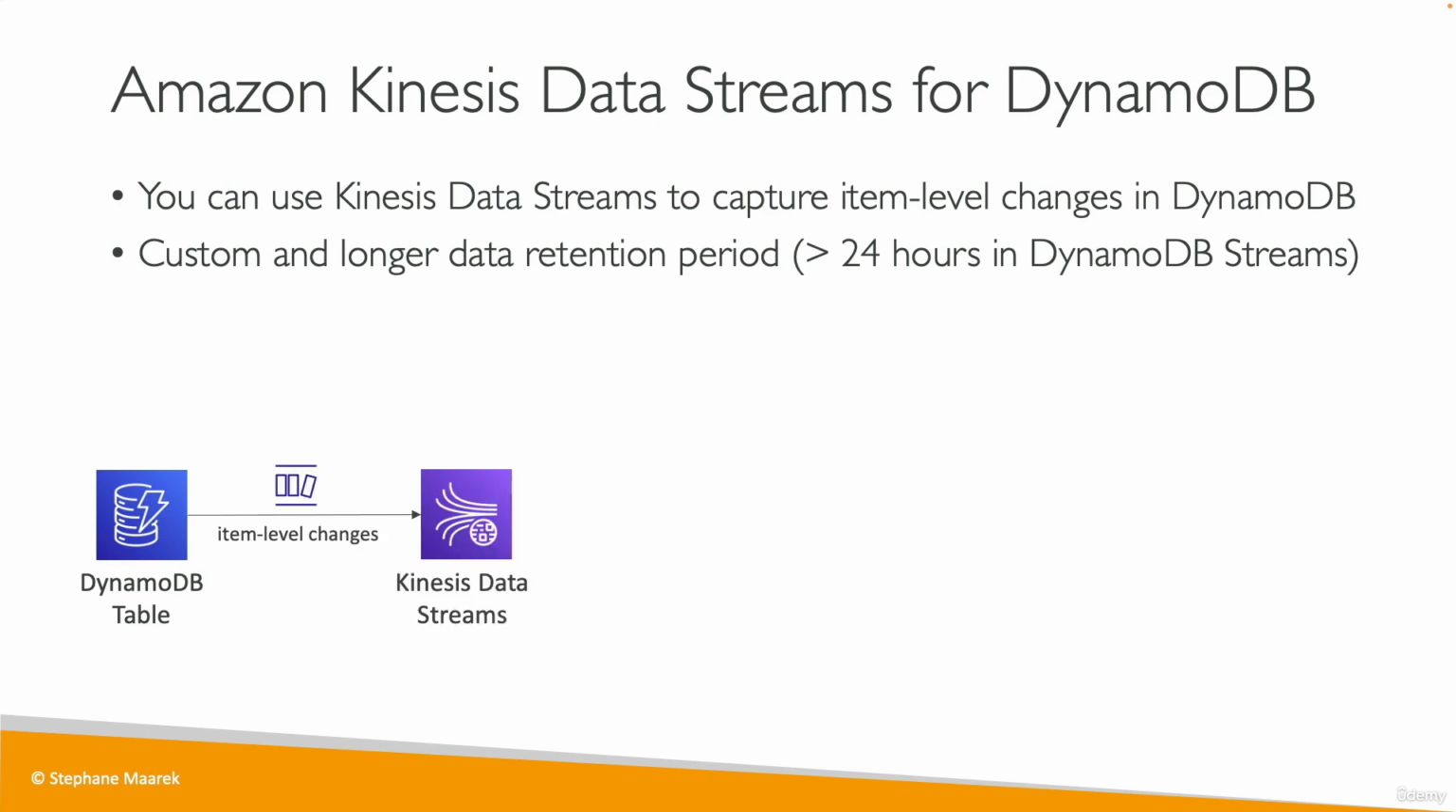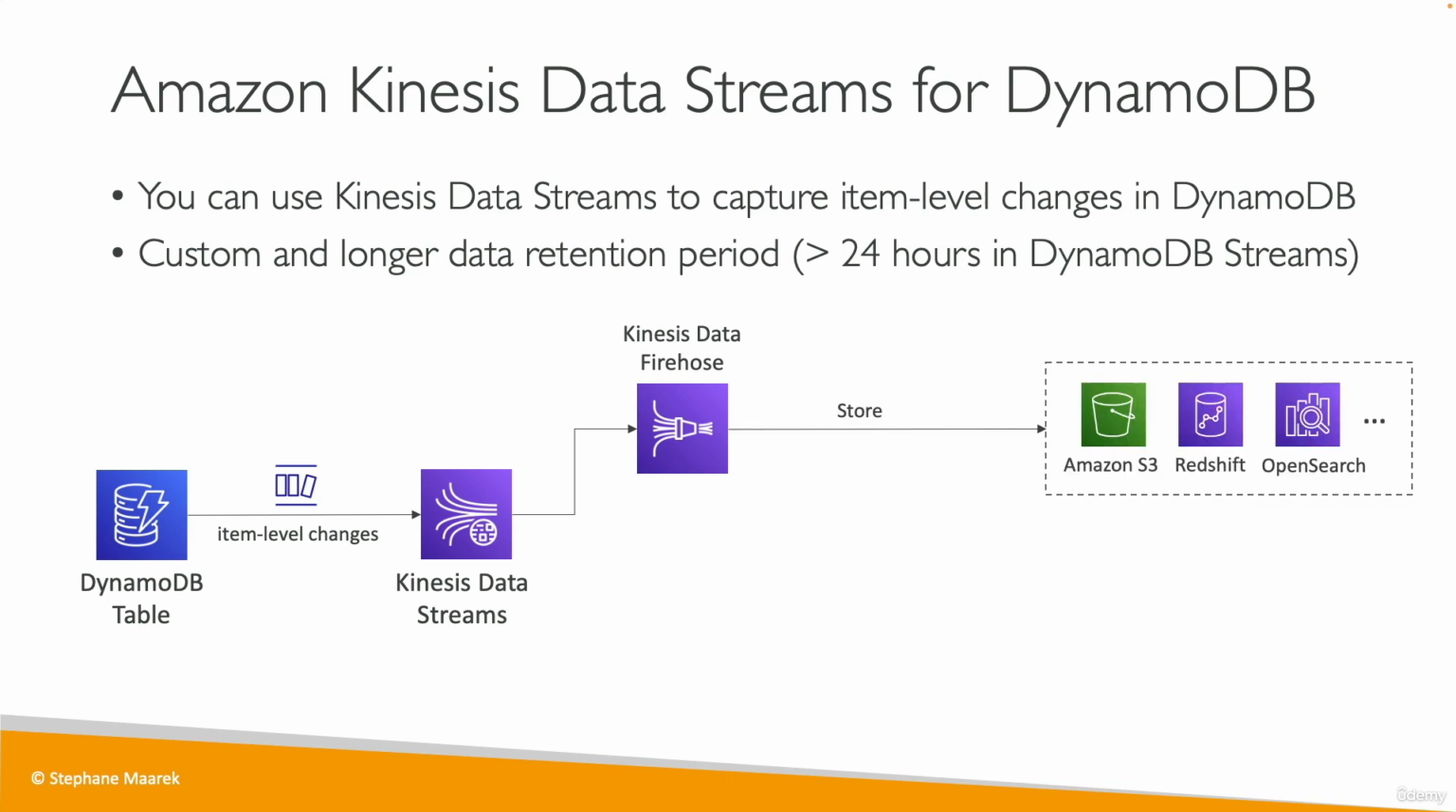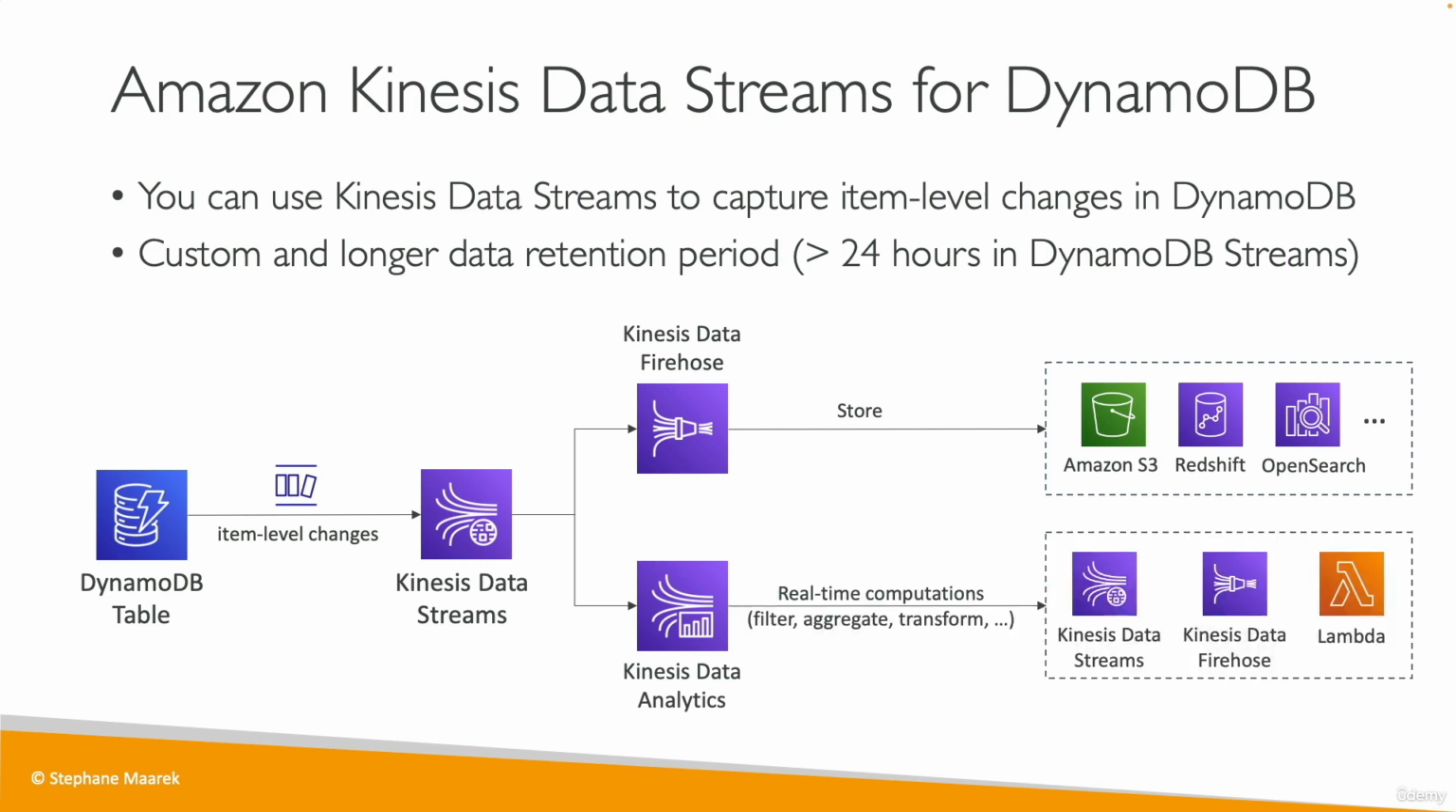So DynamoDB tables will push item level changes into a Kinesis data stream. And then we can use, for example, Kinesis Data Firehose to read this data and store it into the usual places. So Amazon S3, Redshift, or OpenSearch. Or you could use Kinesis Data Analytics to analyze this data in real time and do some real-time computation, such as some filtering, aggregation, transformation, and send that later on to Kinesis Data Streams, Kinesis Data Firehose, or Lambda.